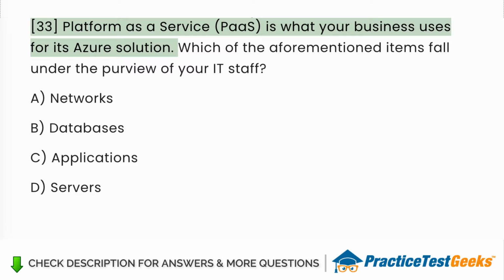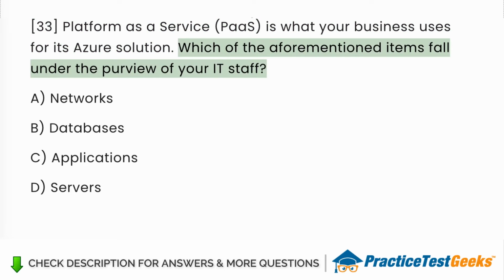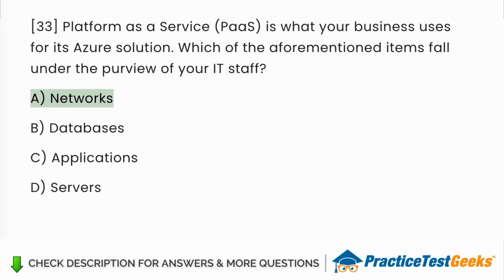Platform as a service is what your business uses for its Azure solution. Which of the following items fall under the purview of your IT staff? A. Networks. B. Databases. C. Applications. D. Servers.